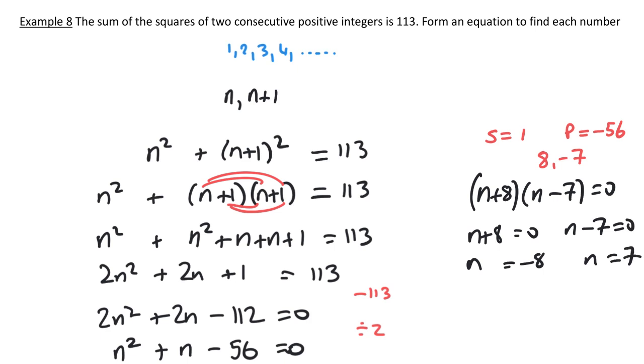Now, in the question it said that the numbers were consecutive positive integers, so minus 8 is not positive, so it can't be that one, which means n must be 7. And if n is 7, then the term after that, the consecutive one, so n plus 1, is equal to 8. So our two numbers then are 7 and 8.